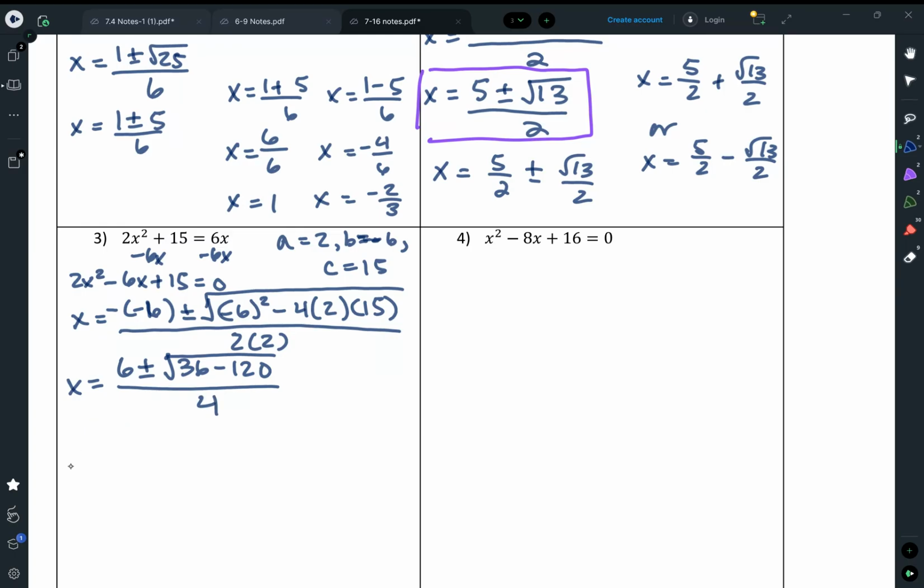So this is getting a little bit weird, and I don't know if you can see that yet or not. But when I subtract 36 minus 120, I have a negative 84. So we know that we cannot take square roots of negatives. So this one is going to have no real solution.